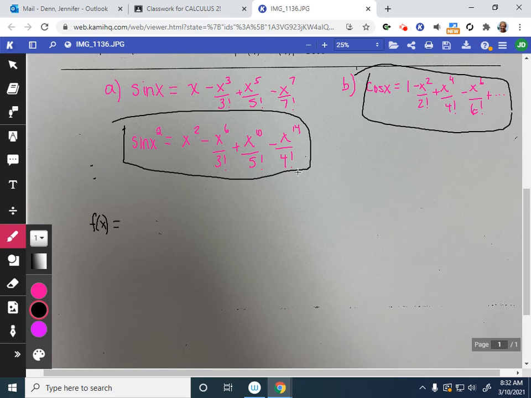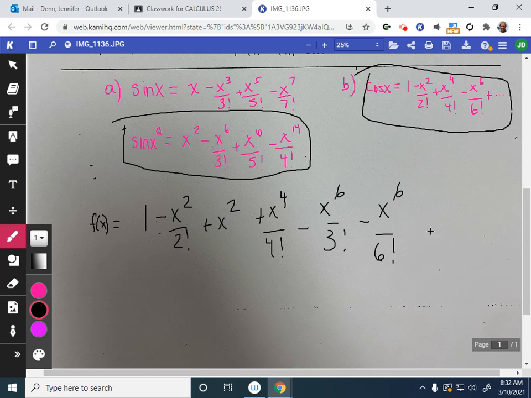I'm going to do this not necessarily in my head, but I'm going to start. The cosine has a 1, and then has a minus x squared over 2 factorial, and this has an x squared. And then we have an x to the fourth over 4 factorial. This has an x to the sixth over 3 factorial. This has an x to the sixth over 6 factorial. Now I only need the first four non-zero terms. So this should probably give me enough when I put my like terms together.